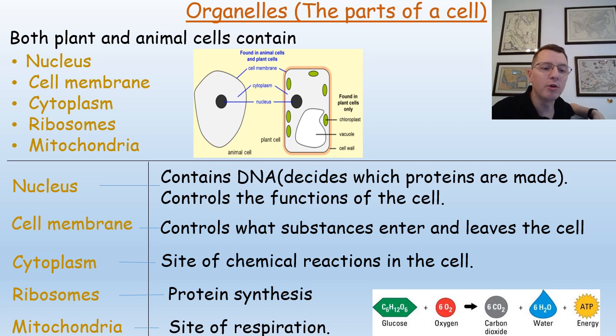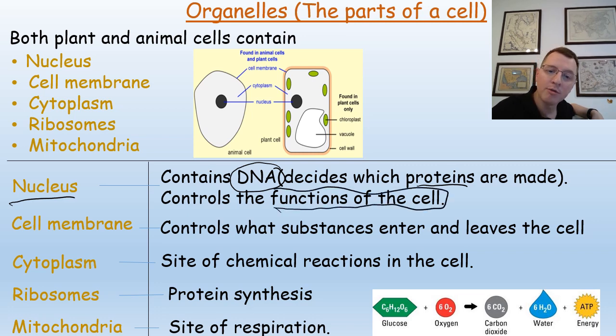So what are the functions of each of these organelles? Well, I've listed them all here. The nucleus contains DNA, and that DNA is a code to decide which proteins are made. And the nucleus will control the function of the cell. Very important that you learn that definition. No other definition will be accepted.